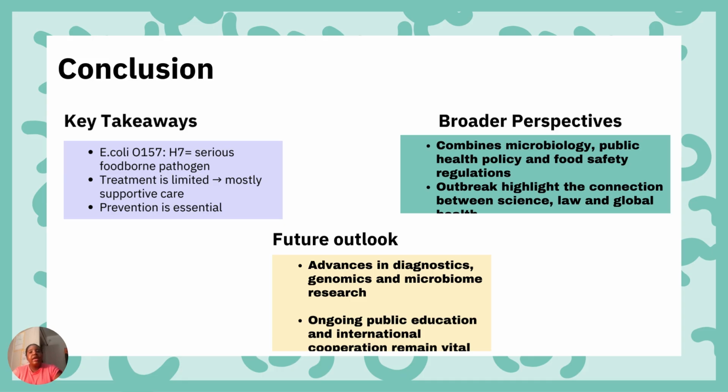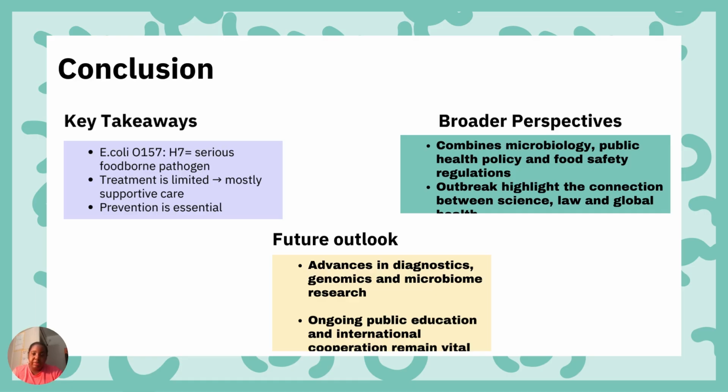In conclusion, as we conclude this presentation, let's tie it all together. We talked about Escherichia coli, which is a pathogen that causes severe illness, especially in children and the elderly. Due to the fact that antibiotics are not recommended, there is no specific cure. Treatment is limited to supportive care. This highlights why prevention is the cornerstone of control.